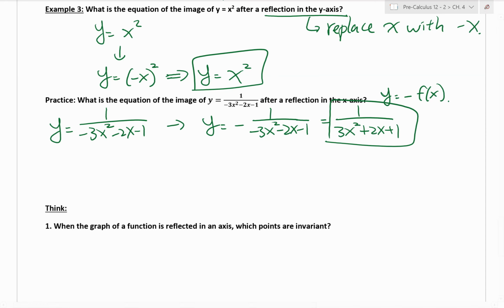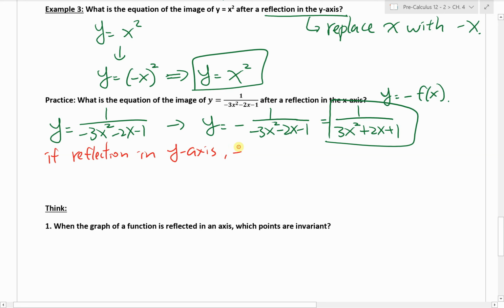I know this is not part of the question, but I just want to show you what happens in the second practice question if there's a reflection in the y-axis. Again, if it's in the y-axis, that means we're replacing x with negative x. So if reflection in y-axis, then we would have y equals 1 over, again, replacing every single x with negative x. There's my first x, so I put a negative x there. There's my second x, so I put a negative x there, and then minus 1.